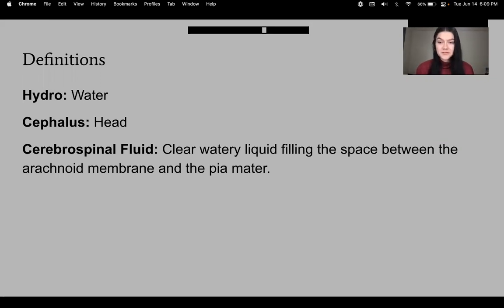The cerebrospinal fluid, I know, another big medical term, is basically the clear watery liquid that fills the space between the arachnoid membrane and the pia mater, which is a space in between the brain and the skull.